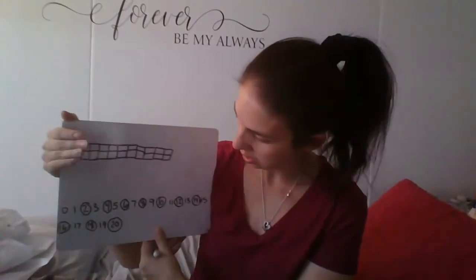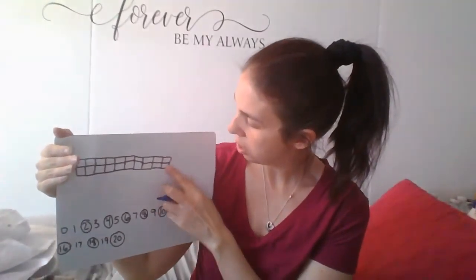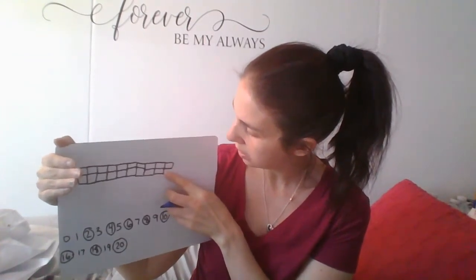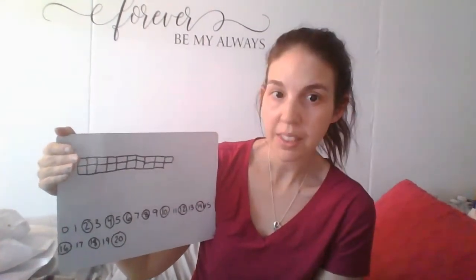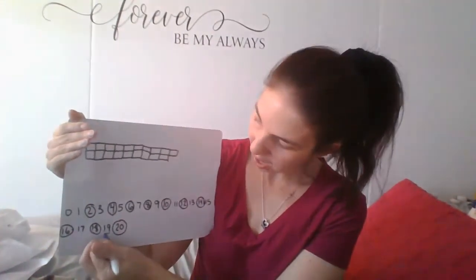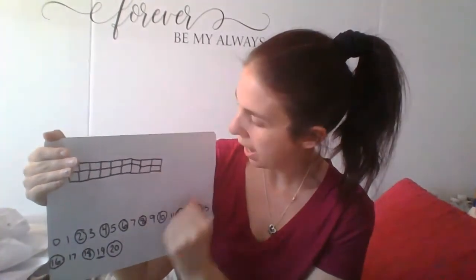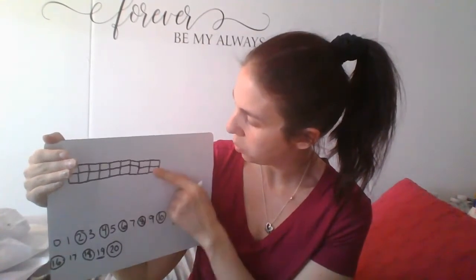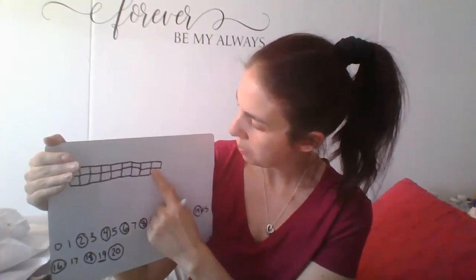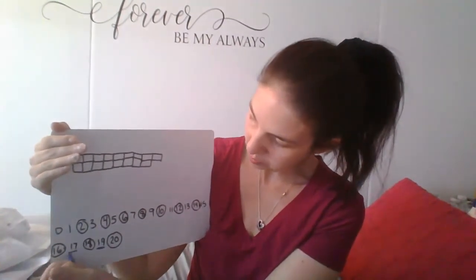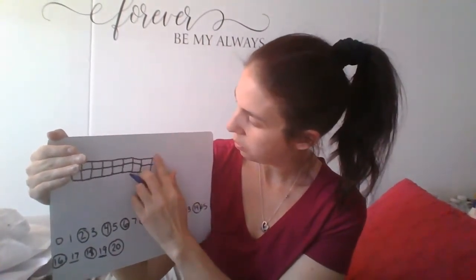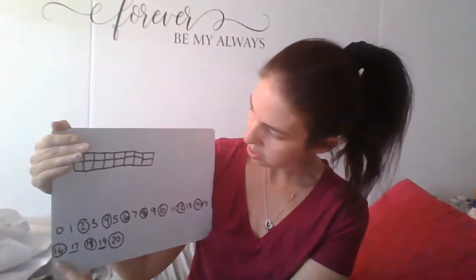So now let's look at it if we take away one at a time. We're going to underline our odd numbers. So if I erase one, how many am I left with? 19, right? And 19 is an odd number. So I'm going to underline our odd numbers. And now we're at 18. If I take away one more, now we have how many? 17, right? Now I take away one more, we're at 16, which is even.